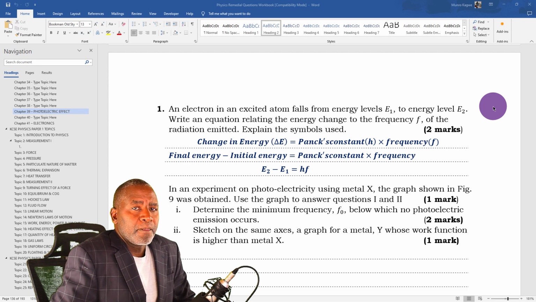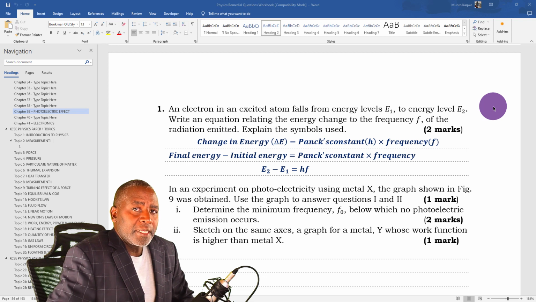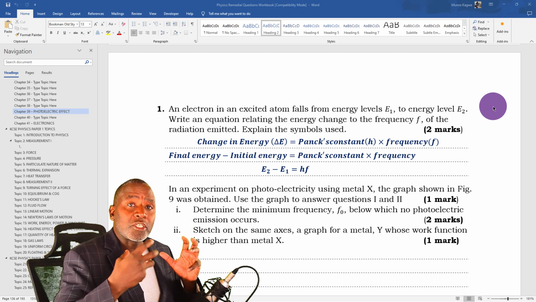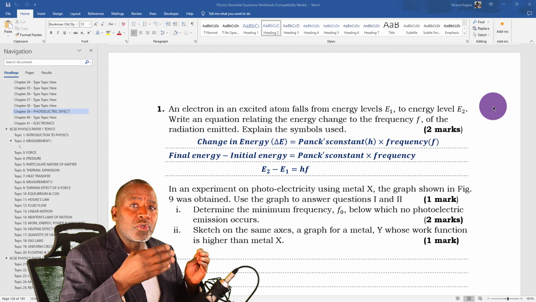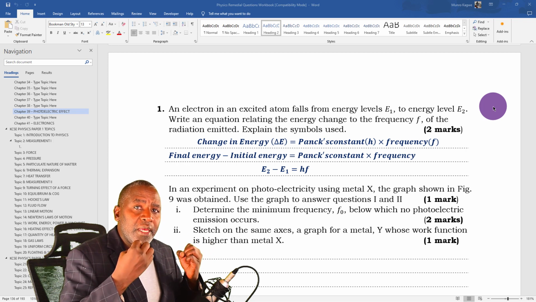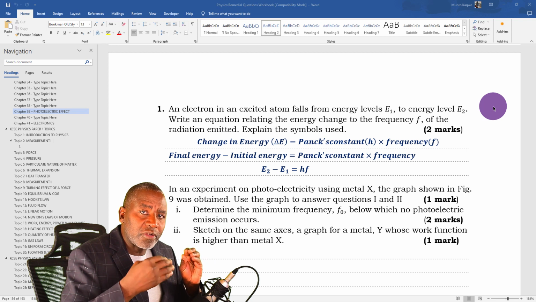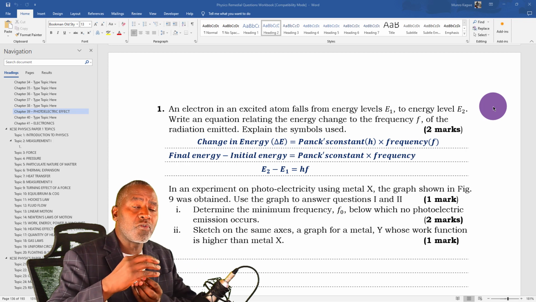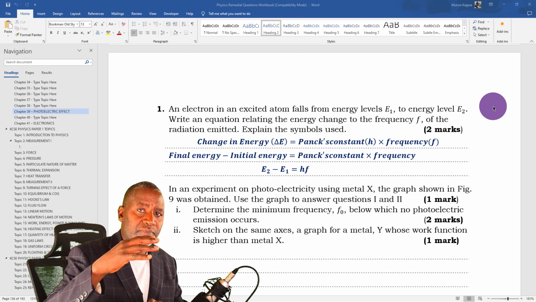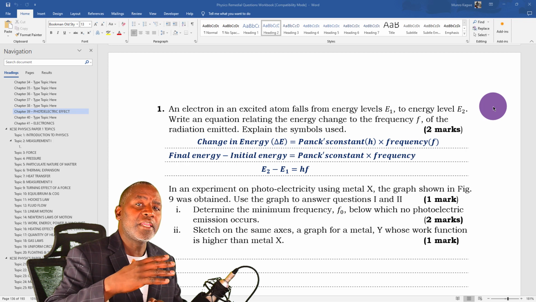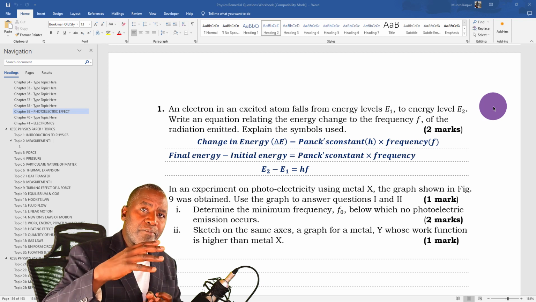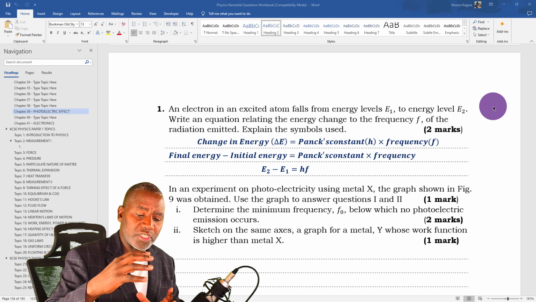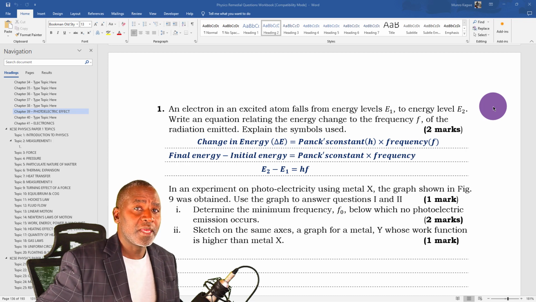Around an atom, there are various energy levels that an electron can occupy. When that atom gains energy from an external source, maybe it's being heated, or radiation of a particular frequency falls on it, the electrons gain energy and move further away from the nucleus. The more energy they gain, the further away they move until at a particular point they are completely removed from the atom.